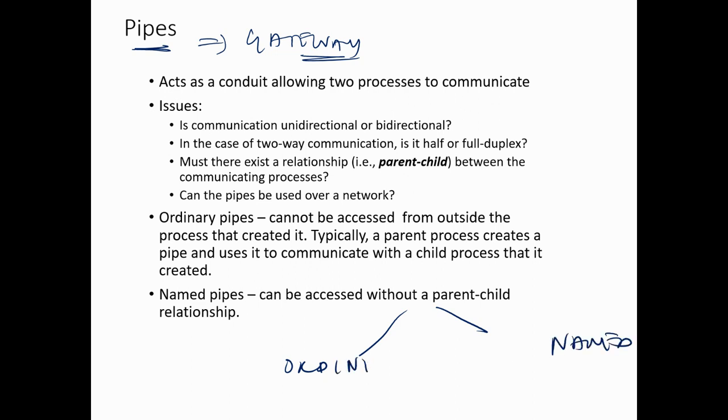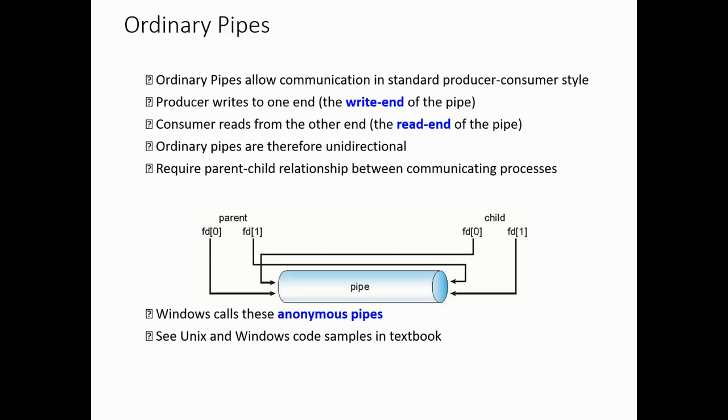What is an ordinary pipe? An ordinary pipe cannot be accessed from outside the process that created it. Why? Because it doesn't have any name, and only with the help of a name can you access it. So since the ordinary pipe does not have a name, we can't access it outside the process that created it. That means only processes with a parent-child relationship can make use of the ordinary pipe. But a named pipe can be accessed without a parent-child relationship.